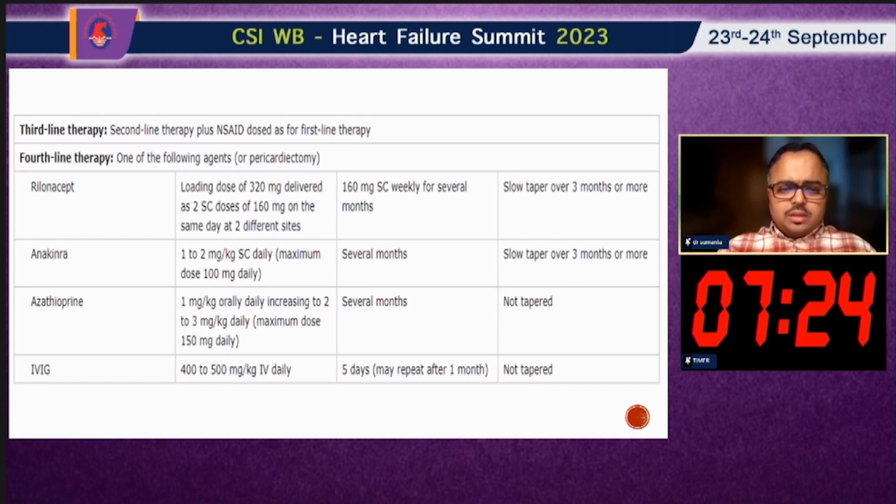We know that these are interleukin-1 inhibitors. Now these are gaining momentum. How to use them and what is the dose? It is written here: 1 to 2 milligram per kg subcutaneous daily administration of anakinra. Azathioprine, these are steroid-sparing agents. IVIG also has a role in constrictive pericarditis.